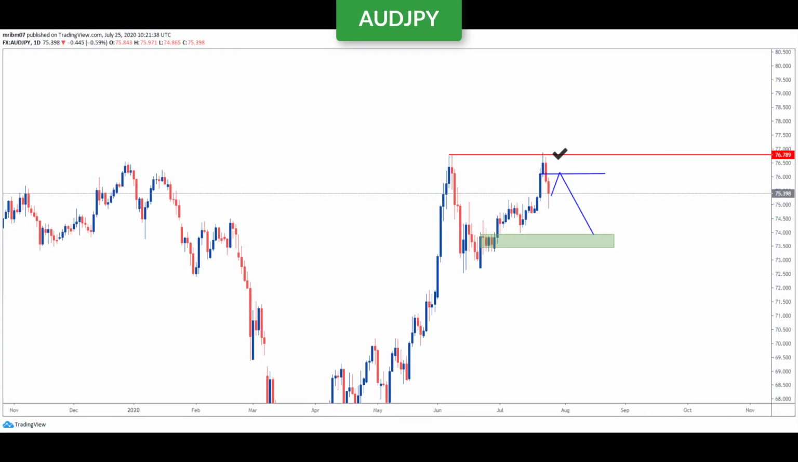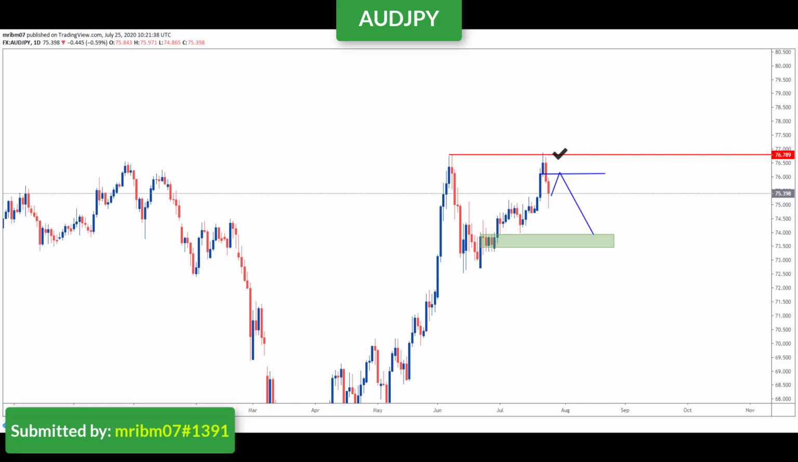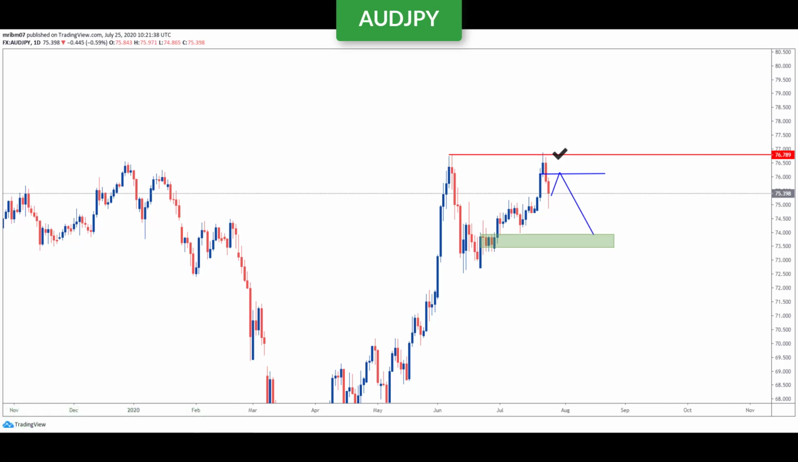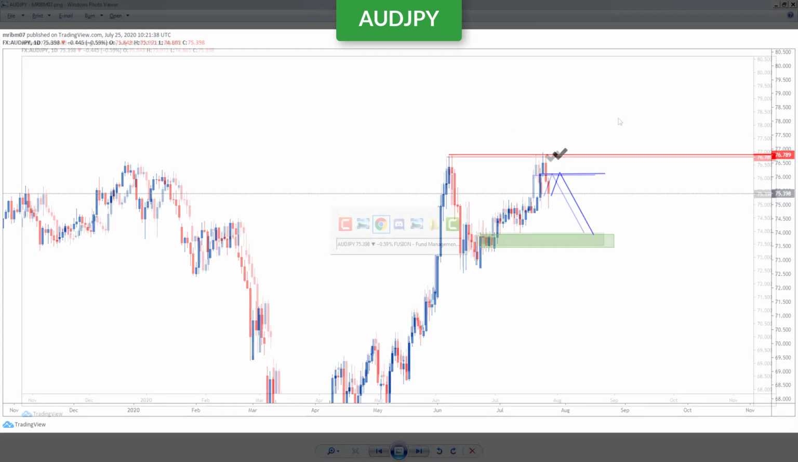Next up, we're looking at Aussie dollar JPY submitted by Mr. IBM07, Ibrahim, I believe his name is. He makes quite consistent, good contributions to our group. He's looking at the Aussie dollar JPY on the daily time frame here. As you guys can see, we took this liquidity, and now we're looking for a bit of a move down. Again, similar to the previous two setups that we shared.